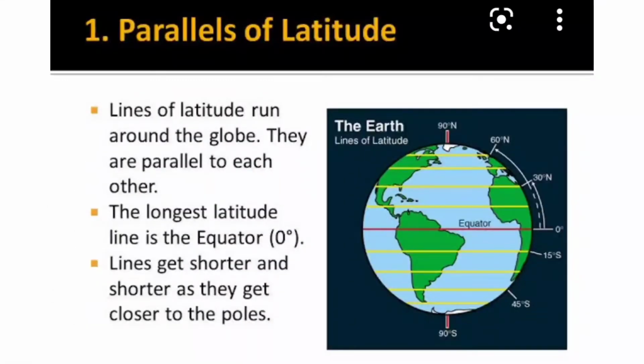Parallels of latitude. Lines of latitude run around the globe. They are parallel to each other. The longest latitude line is the equator, that is 0 degree. Lines get shorter and shorter as they get closer to the poles.